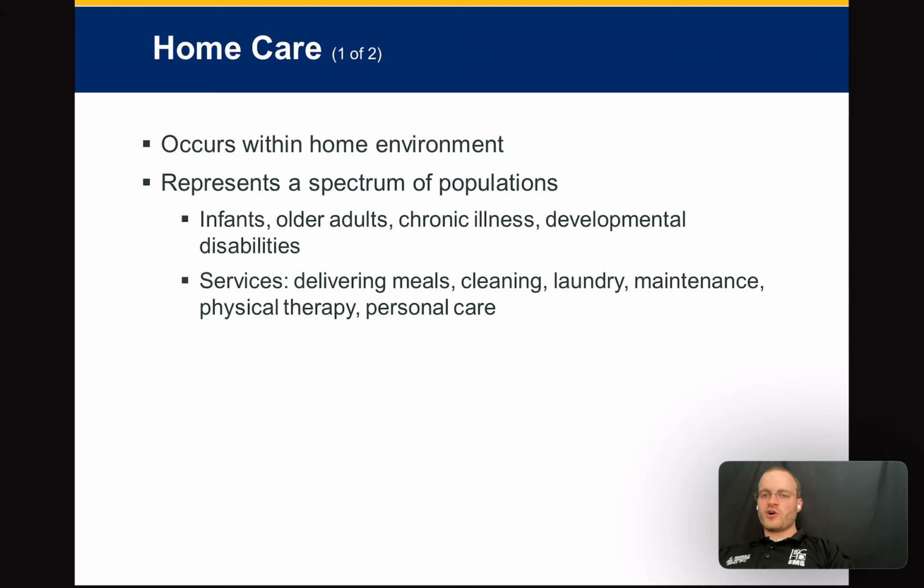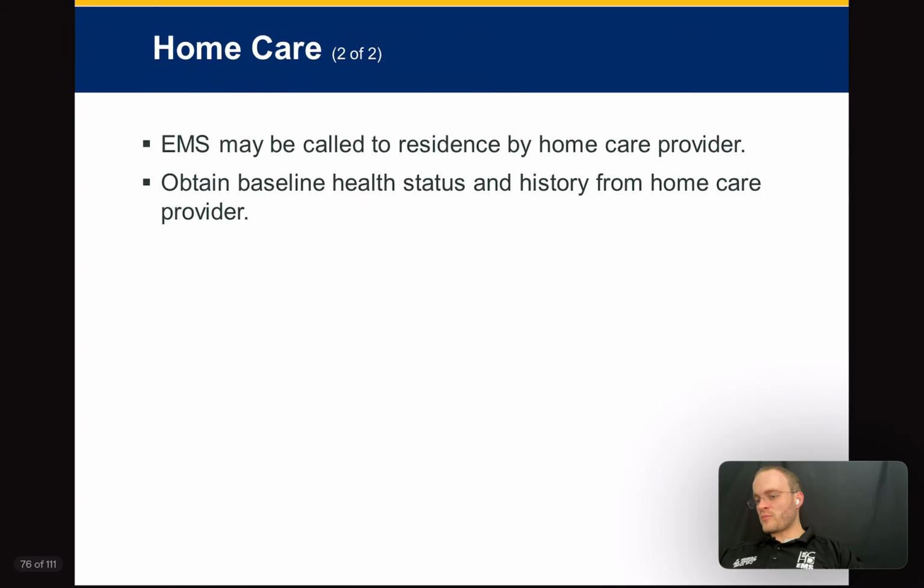Home care occurs in the home and represents the spectrum of populations, right? I've seen home care for really young, really old, and everything in between. These cares can vary depending on the need level, but sometimes they'll do meals. Sometimes it's a full-time caregiver that lives in with them 24/7, right? They'll do laundry, maintenance around the house, physical therapy, personal care, right? So a lot of times it's a team approach.